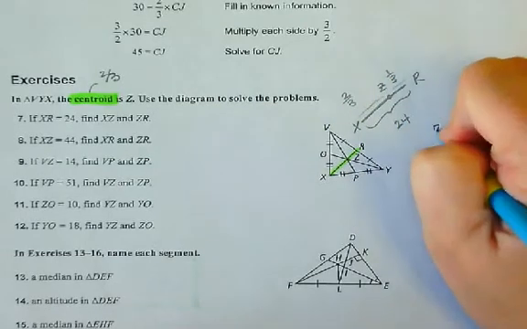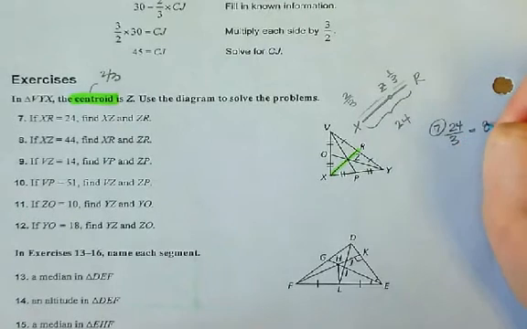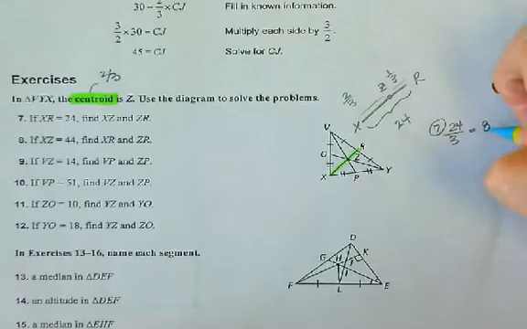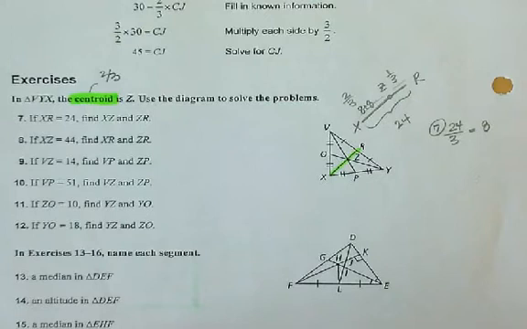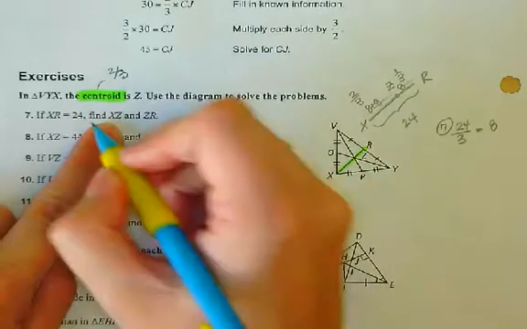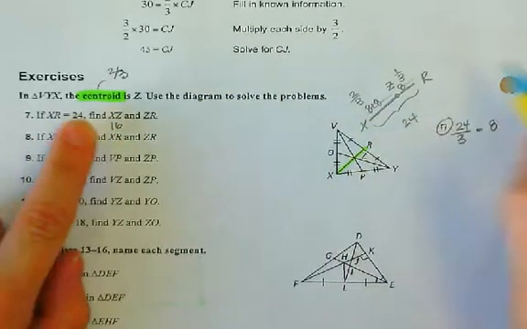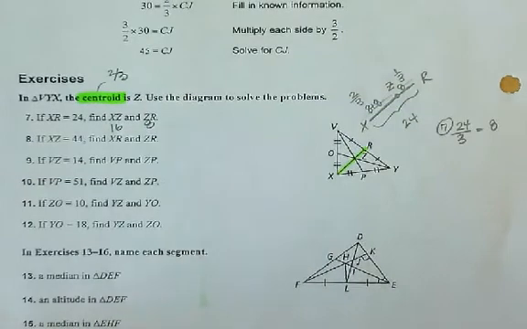So for problem number 7, I'm going to take 24, divide it by 3. That gives me a value of 8. So I'm going to take 2 of my 8s for my 2/3 section. So that's going to give me 8 plus 8. And my 1/3 section is just going to have a value of 8. So for X to Z, that's going to have a value of 16. Z to R has a value of 8. So I'm using that same concept for all types of problems based on centroids.